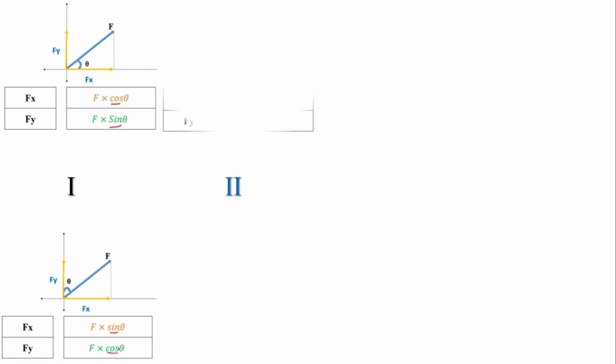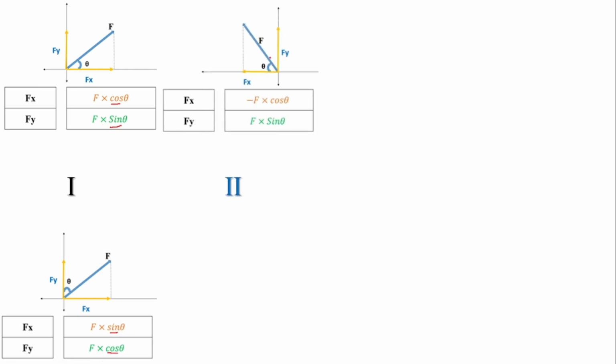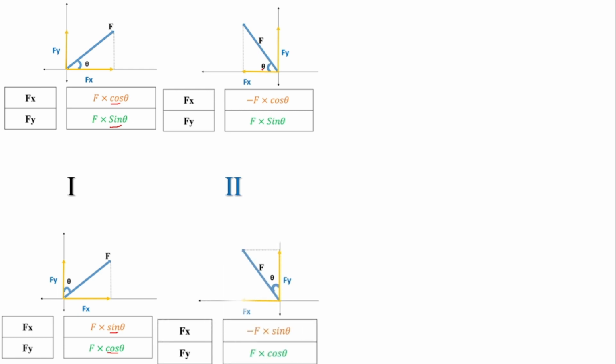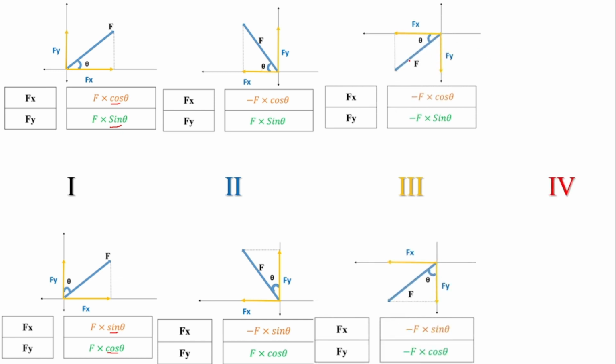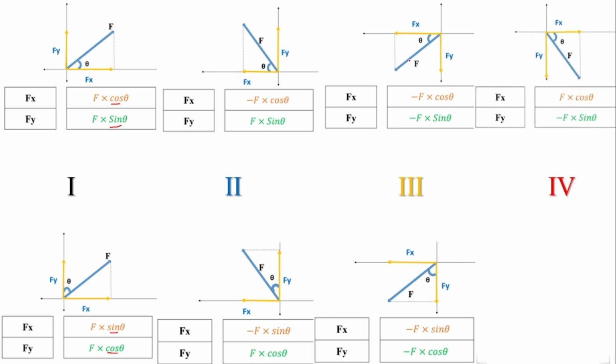cos. This is the second quadrant. Angle with x and angle with y is shown over here. Then this is the third quadrant. Angle with x and vertical is shown here. Similar case with the fourth quadrant. So a few observations we can note here.